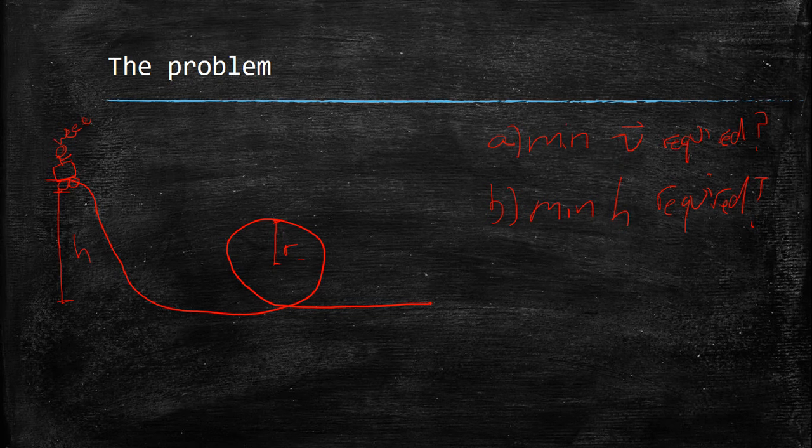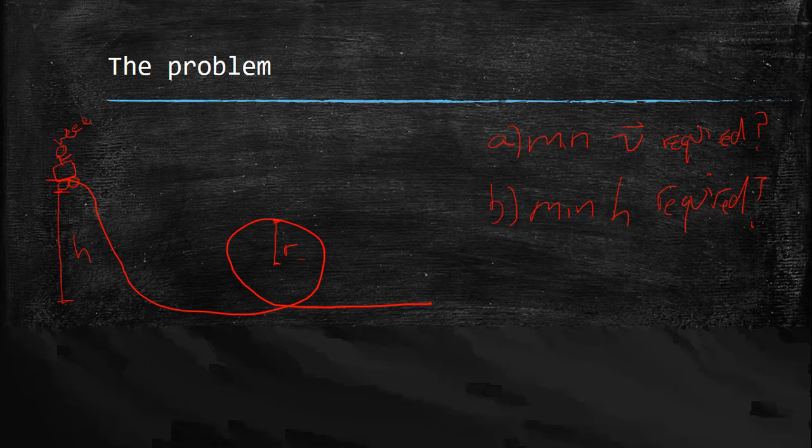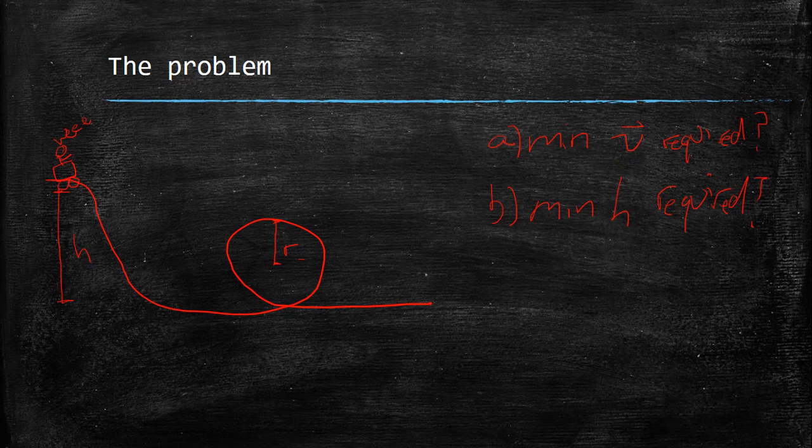Alright, so here's the problem. At the top of this little hill with height h, we have our little dude looking very excited to go down on his roller coaster ride. He's going to come down here, he's going to hit the loop, and if we plan it all right, he's going to make it around safely with no bad endings for anyone involved. So the questions are, what's the minimum velocity he needs up here to ensure that he doesn't go kersplat, and what's the minimum h required in order to achieve that velocity?